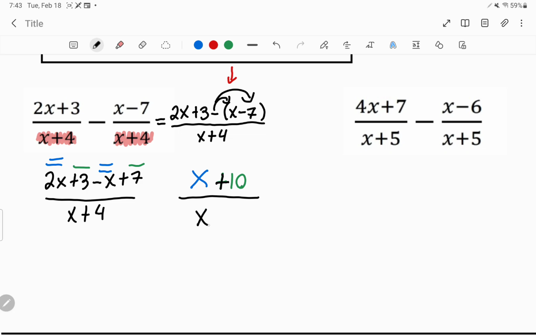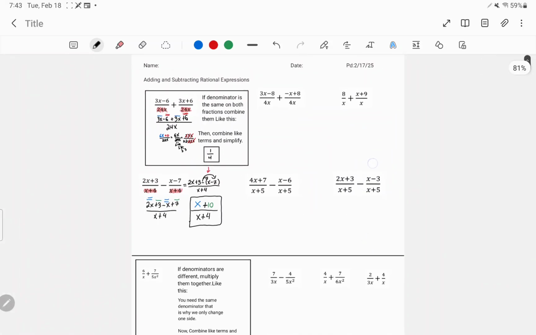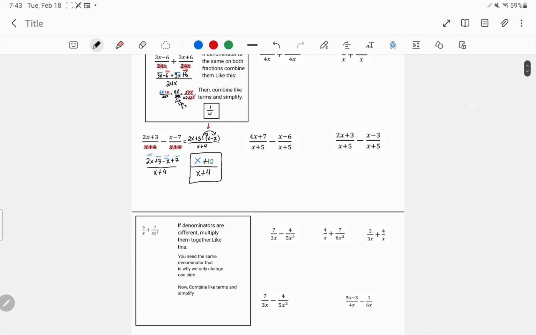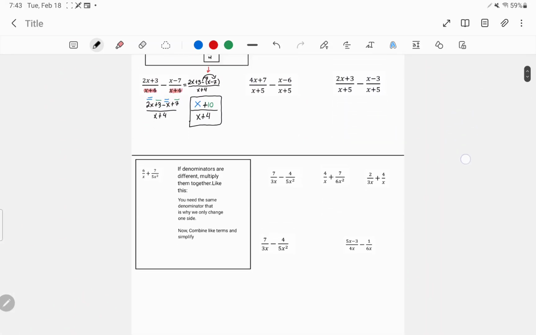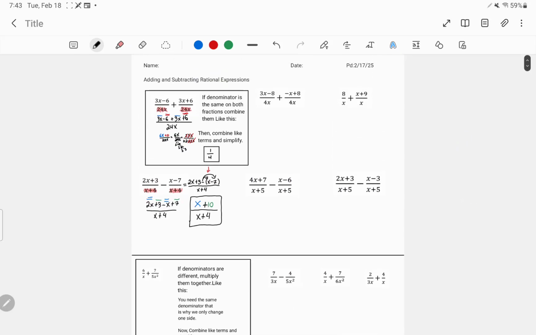On the bottom, we have the same thing. x plus 4. Now, can I do anything with those two? No. And we're done with there. And that is it. That is my entire problem right here. Okay, you're going to be doing the same thing for the other ones. So just go ahead and work on the other 4 on that one.